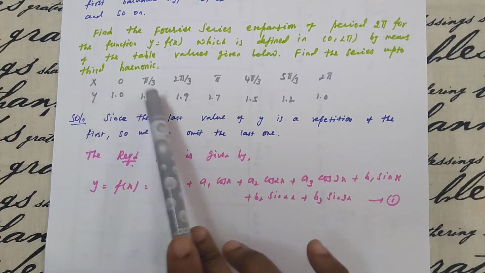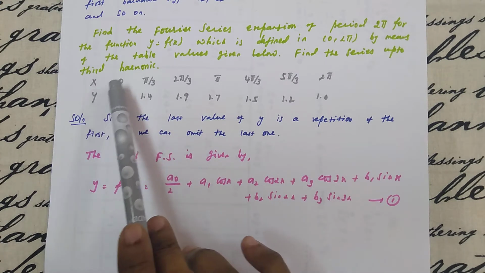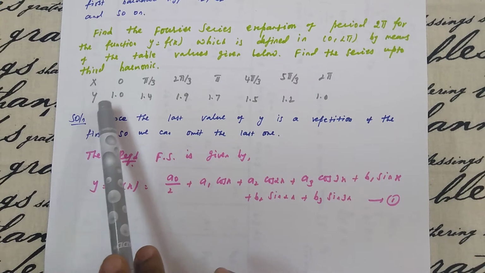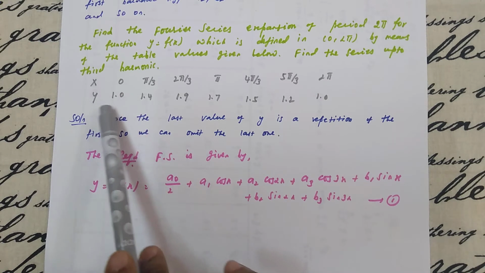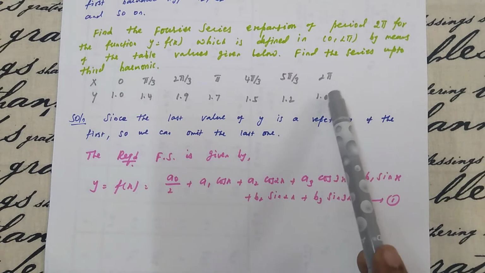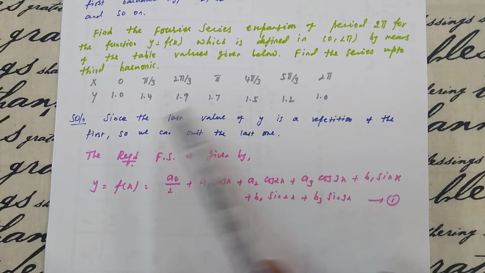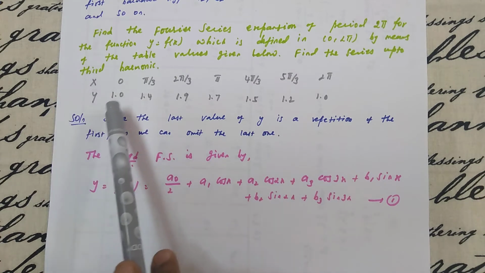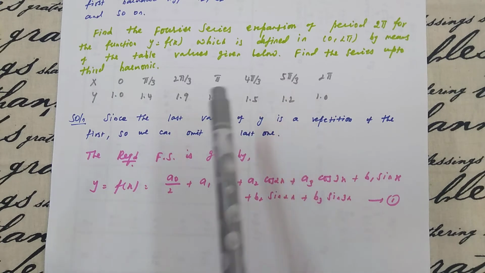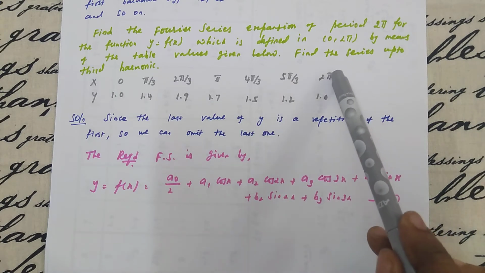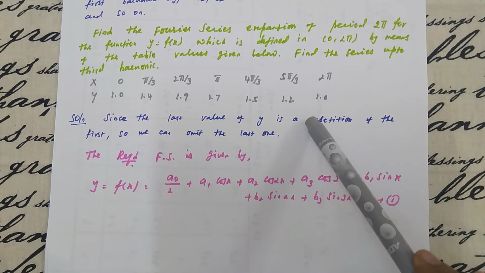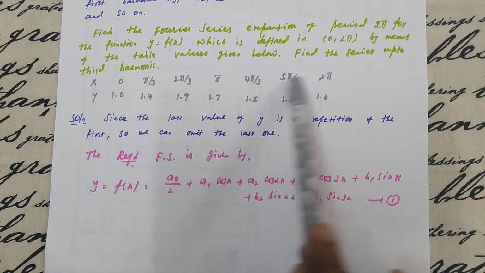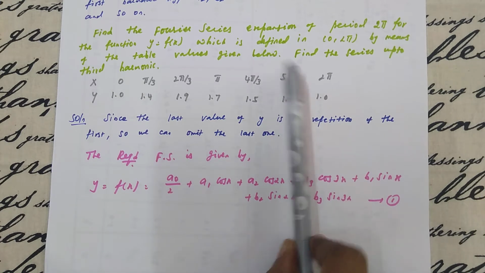Now look at the table values. The x value goes from 0 to 2 pi. At the same time, the beginning value of y is 1.0 and the end value of y is 1.0. If the values at the beginning and the end are the same, in that case we have to omit the last one. We have to take values only up to 5 pi by 3.